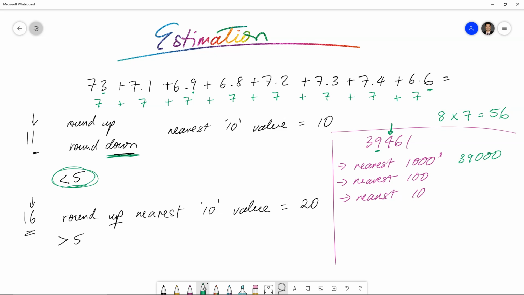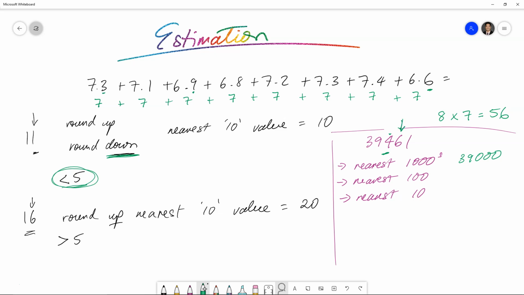So 39,461 is closer to 39,000 than it is to 40,000. So next is the 100. We're looking at the 4 and we want to know if we round it up to a 5 or keep it as a 4.